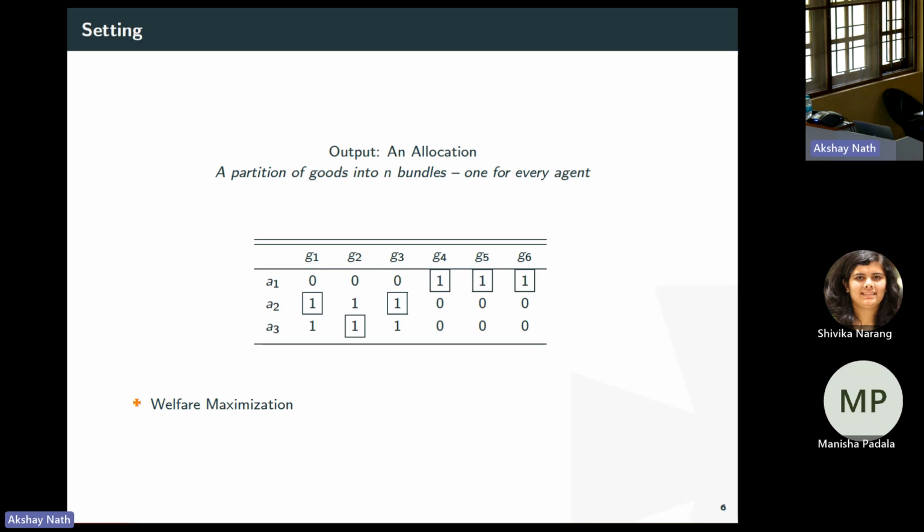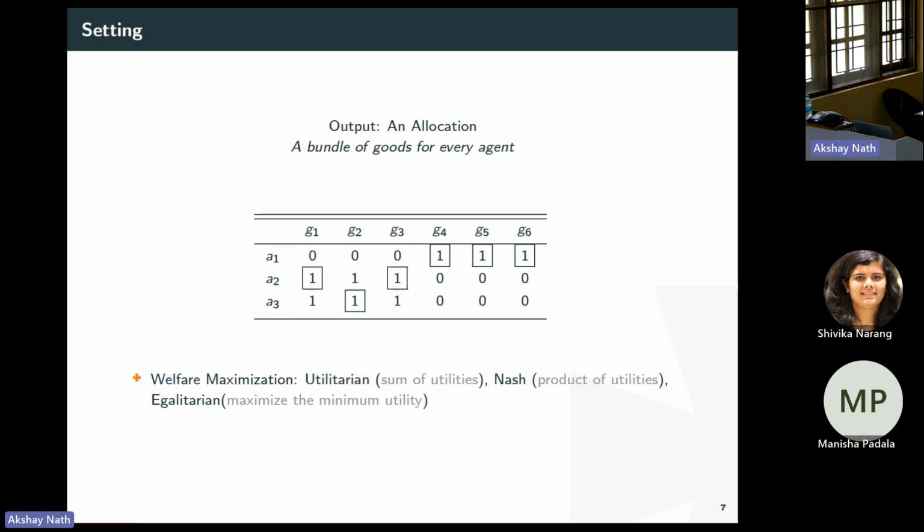Now, what is the output that is expected? We want an allocation of goods among the agents, which is one bundle for every agent, highlighted by these boxes. What sort of allocations do we want? We want them to satisfy certain properties. One of them is welfare maximization. What is welfare? Welfare is just adding up individual agent utilities in various ways. A couple of prevalent notions of welfare maximization are utilitarian, where you just add up the individual utilities; then Nash, where you take the product; then egalitarian, where you try to maximize the minimum utility, making the poorer agent happier.